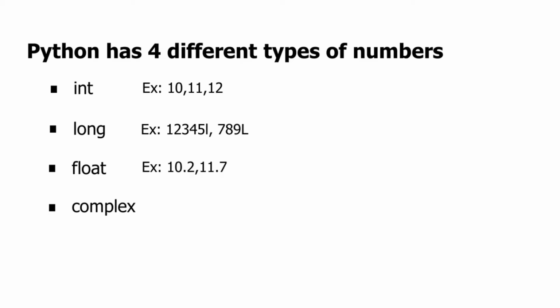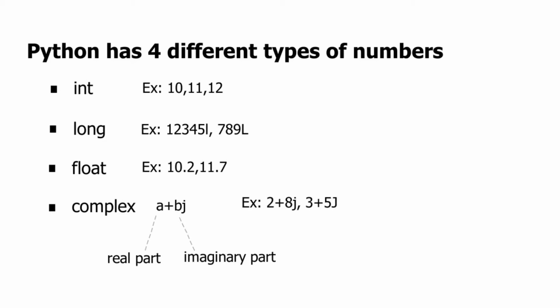And the last one is complex. These are of the form a plus bj, where a and b are float values. The value of a is called the real part and the value of b is called the imaginary part. And j represents the square root of -1. So they are written as 2 plus 8j or 3 plus 5j. j may be a lowercase letter or an uppercase letter. In Python, we will be using int and float mostly. So let's start with some basic arithmetic operations.